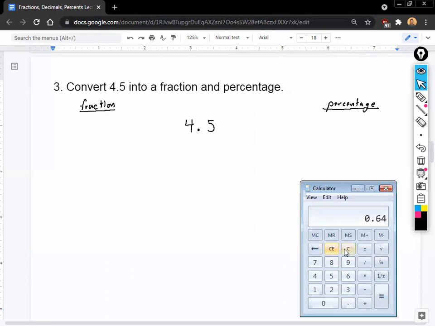Alrighty, guys, let's go over this problem and then we'll move on to a different set of problems.